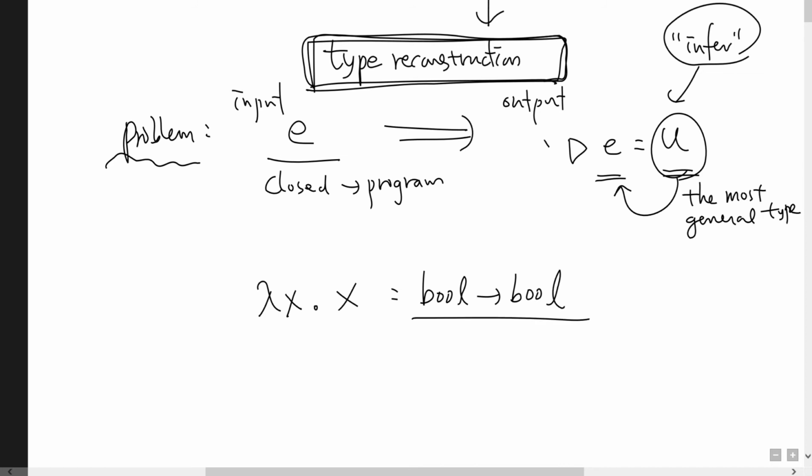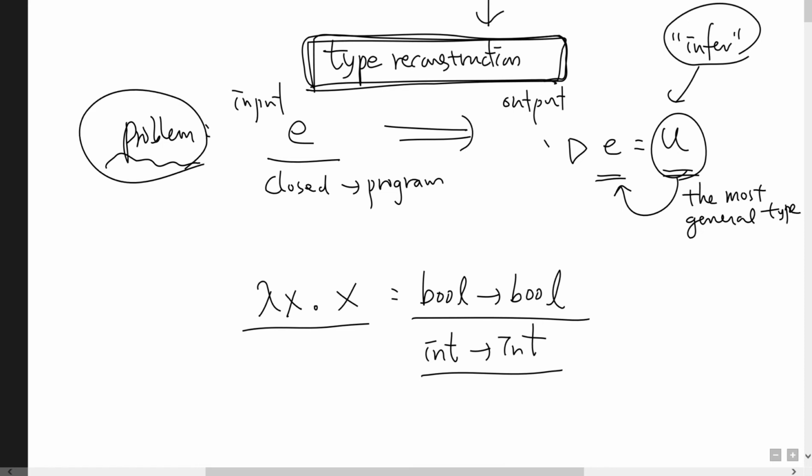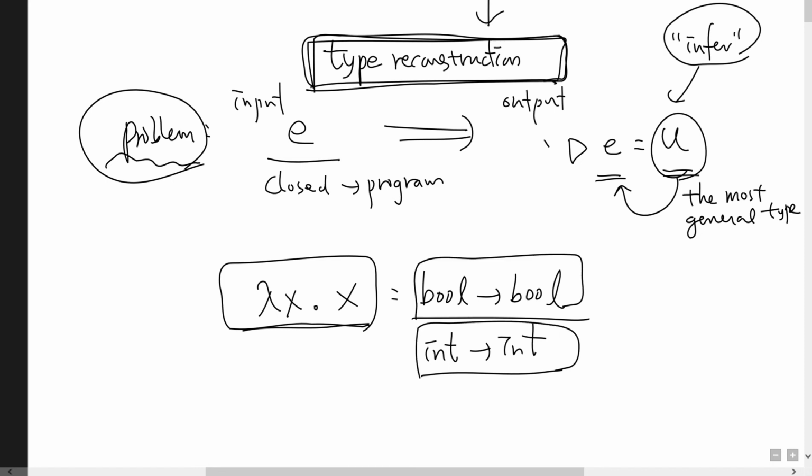This is a valid type that can be assigned to this identity function, or we could return int arrow int as an answer to this problem. So the problem is, what is the type of this expression? And the answer could be this bool arrow bool, int arrow int. So these types are fine, but it's not really the best answer that we can find, in that we can actually have the most general type, which is for all alpha, alpha arrow alpha.